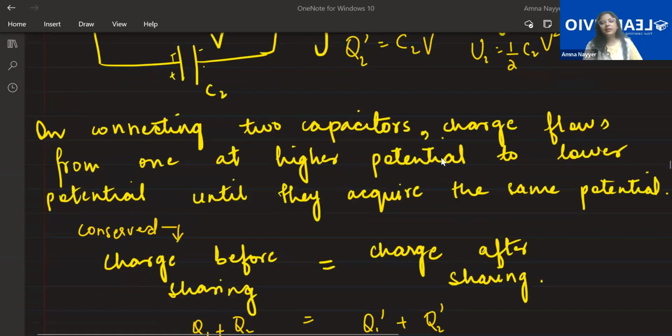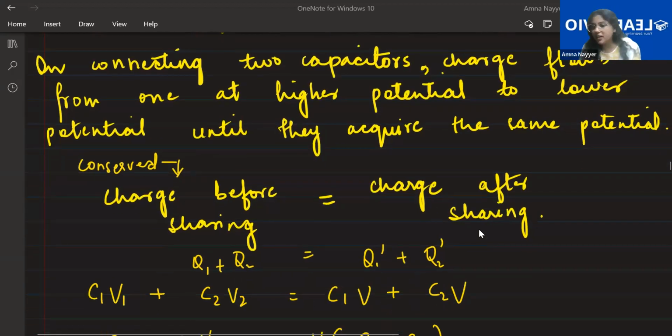See, this is the whole theory that is written on connecting two capacitors. Charge flows from one at a higher potential to the lower potential until they acquire the same potential. This is what we have discussed. Now, if charge has just traveled from one to another, we have not added charges, we have not deleted charges. Right? Charges have been just traveled from one to another. So total charge will be the same. If 3 coulomb has traveled from this end to that end, total charge, whatever it would have been, it would be the same. So charge before sharing would be equal to charge after sharing.